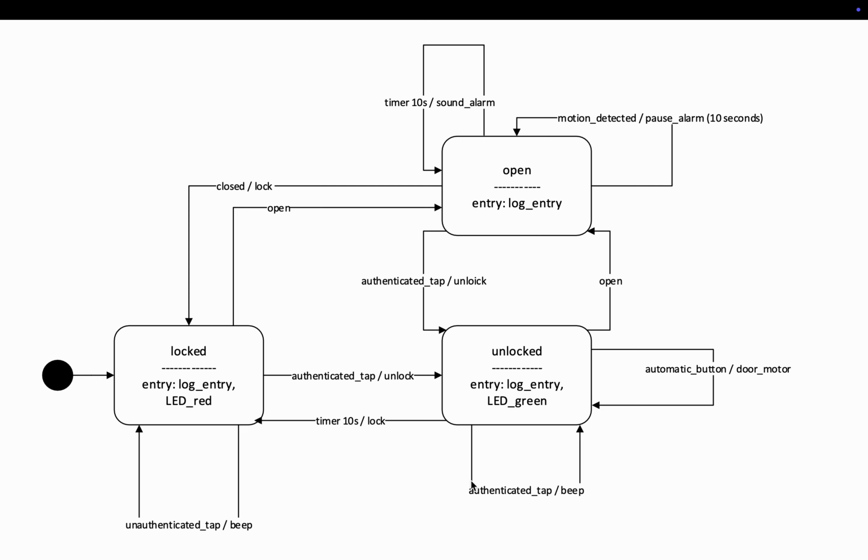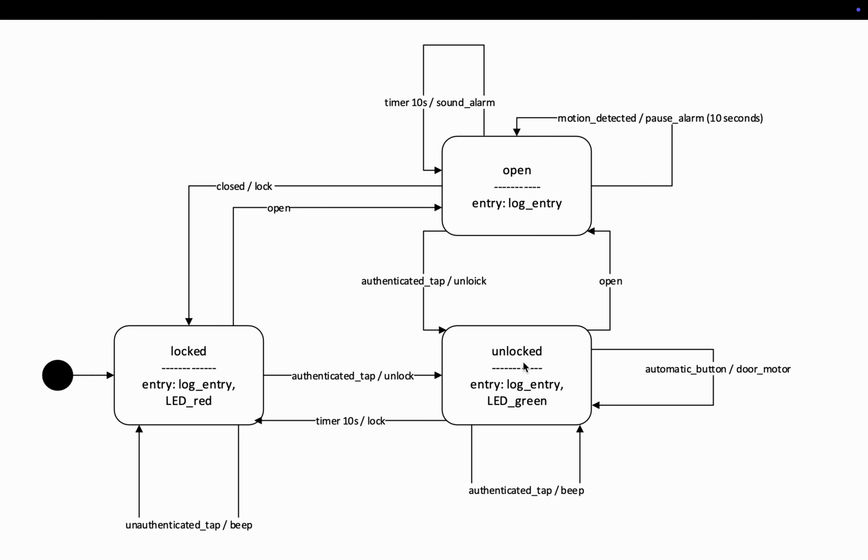So the authenticated tap beep does nothing. But the timer starts. And so there's a 10 second trigger. And then after that 10-second trigger, the door is going to go back to the locked state. And there's going to be a lock action. Remembering we can't just go from unlocked to locked state without actually performing the action, either as an entry action, an exit action, or an action written in the transition.